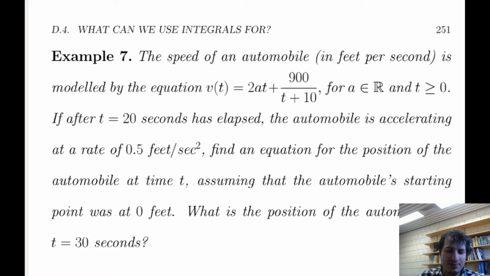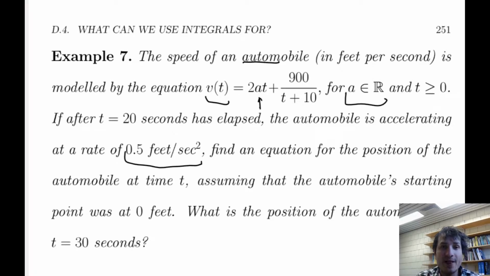Okay, here's the last example in the notes. It's a word problem. There's a certain car, an automobile, and in the question, they tell us the velocity of the car, v of t, 2at plus 900 over t plus 10, and a is some constant. A is an unknown constant. What else do we know? We know after t equals 20 seconds, the automobile is accelerating at a rate of 0.5 feet per second squared.